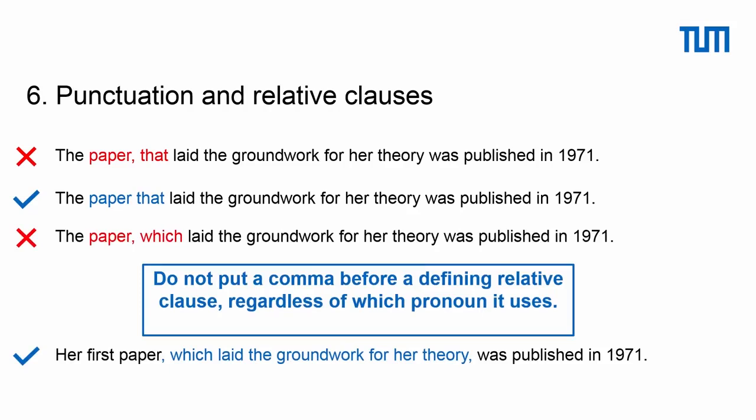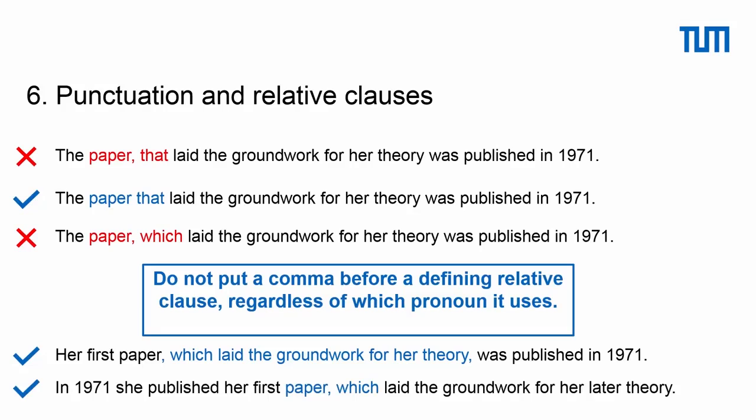In this sentence, what we have is a non-defining relative clause. So it's still a relative clause, which laid the groundwork for her theory, but it's non-defining because it's not essential to understand the sentence. In this case, the important part of the sentence is her first paper was published in 1971. The clause, which laid the groundwork for her theory, is really just giving us extra information. The sentence still makes perfect sense without it. In this example as well, the important part is in 1971 she published her first paper. The clause is not defining, it's not telling us specifically which paper, it's just giving us some background information.